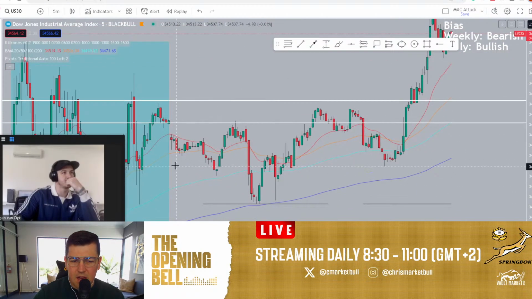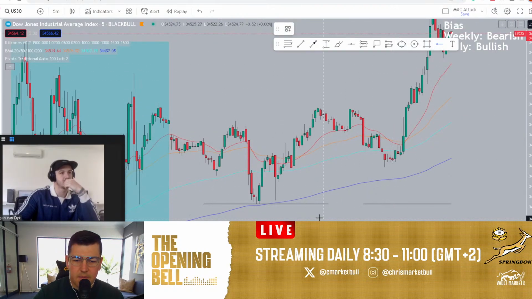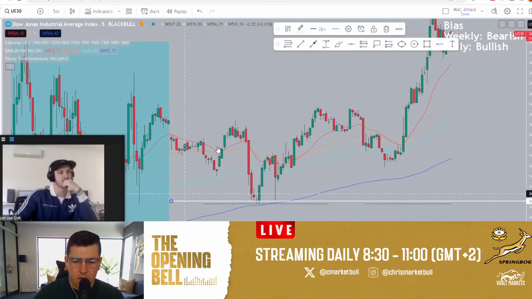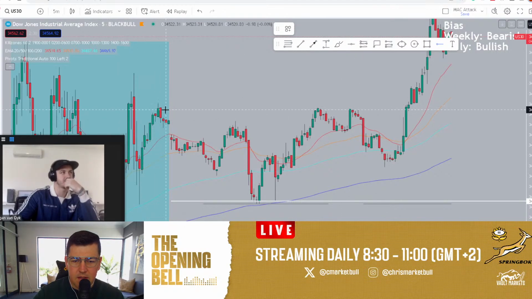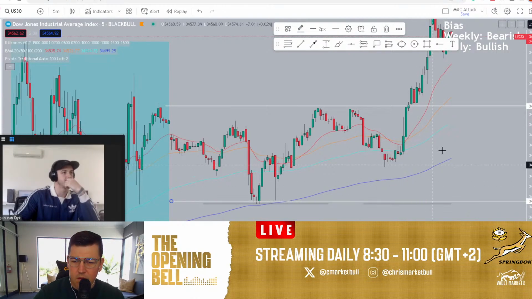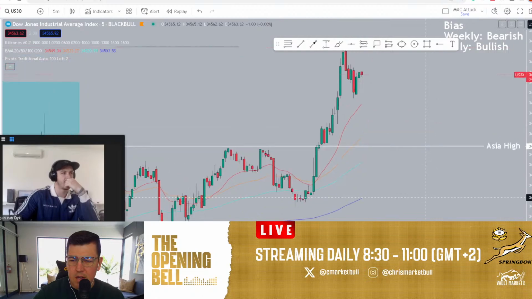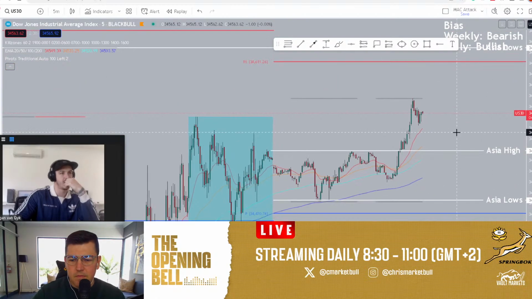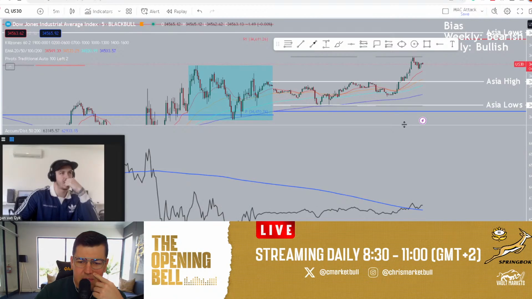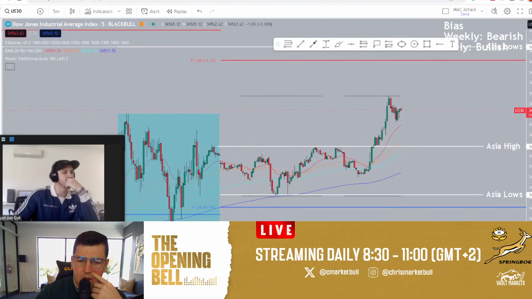Just want to mark out our Asia range. That's our Asia range low right here. Asia range high is sitting right about this level here. Currently pushing bullish. Just want to mark our Asia high. Alright guys, above the daily pivot we are already up about, okay, not a lot, 0.12.